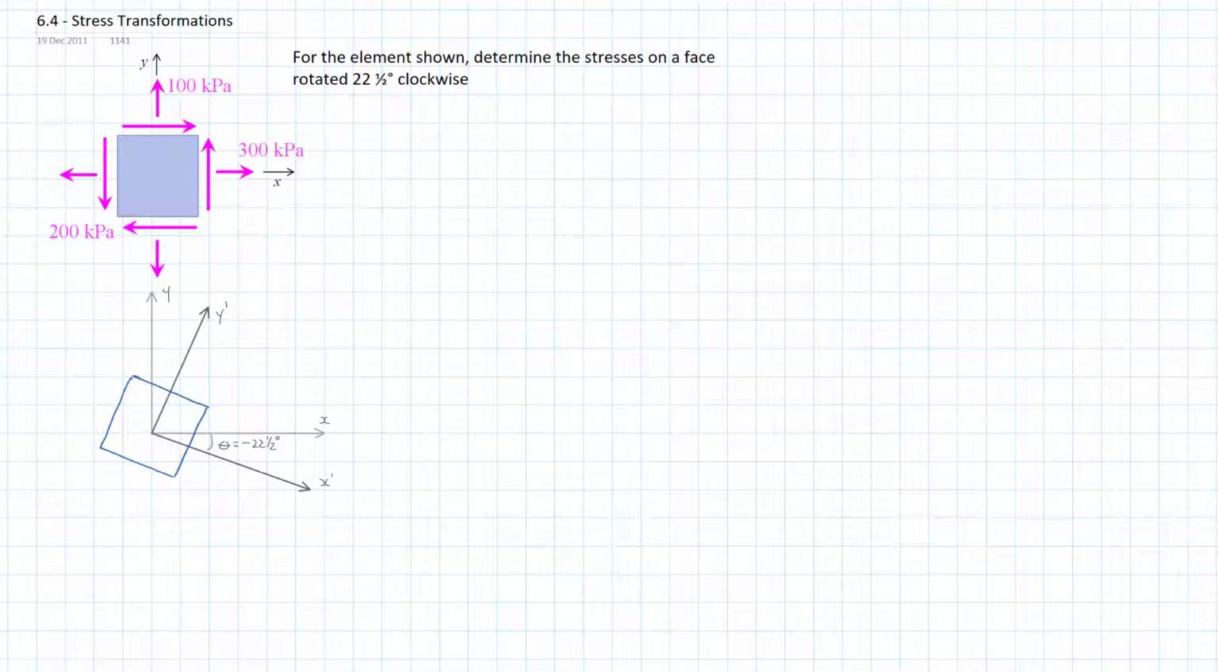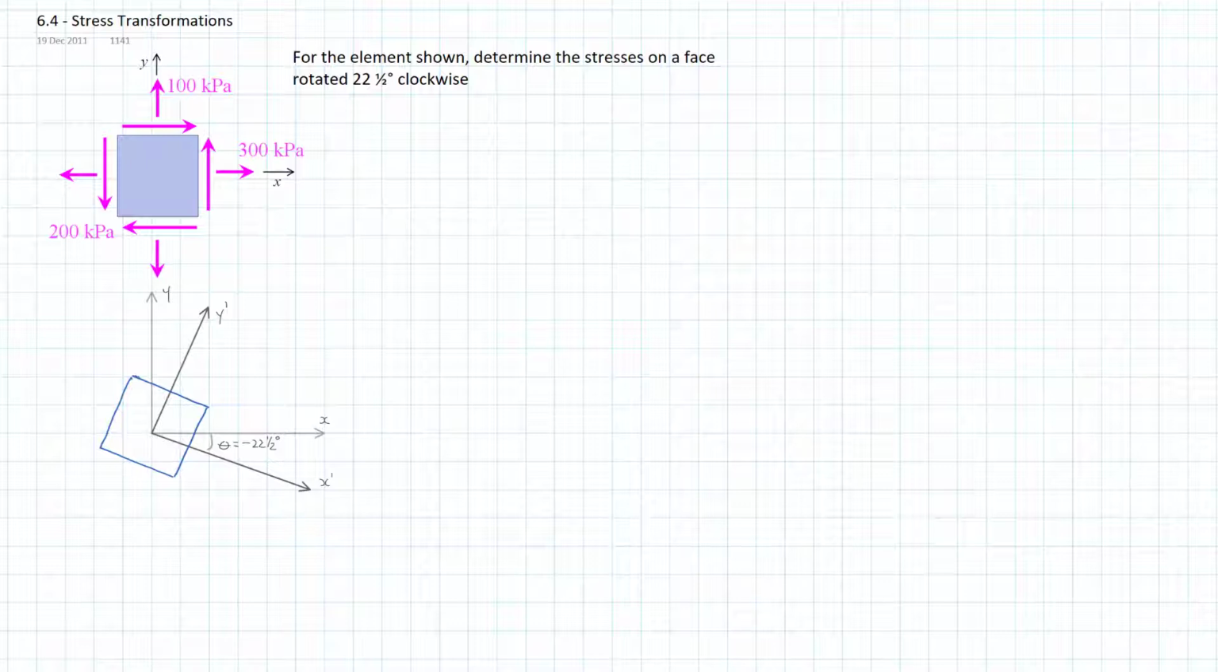By plane stress, all of our stresses are in two dimensions only, as shown here. We have 300 kilopascals tension in the x direction. We have 100 kilopascals tension in the y direction, and we have a shear stress of 200 kilopascals, and that's a positive 200 kilopascals. If we look at the one on the positive x face, it's going up in the positive y direction. So it's positive, positive.